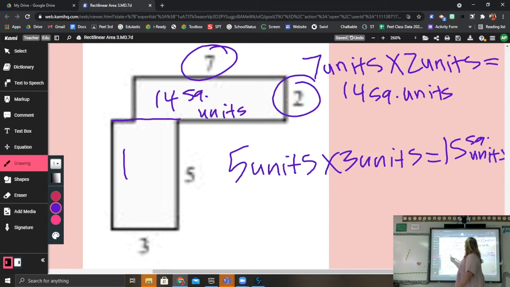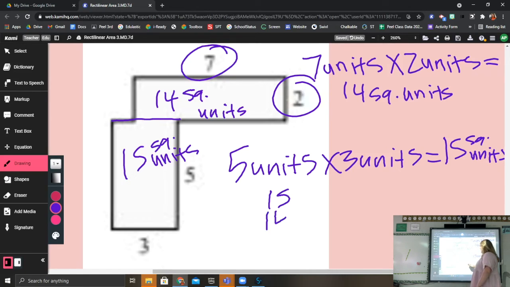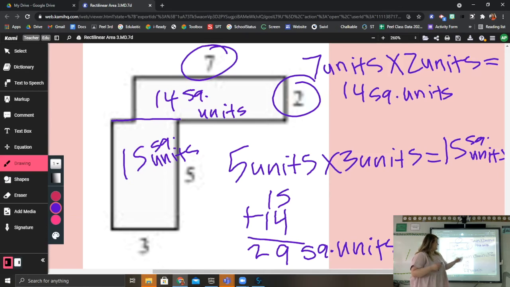When we add these together, the 14 square units plus the 15 square units, I always want to stack them so I can line them up by place value. 5 plus 4 is 9. 1 plus 1 is 2. So our answer is 29 square units. So we have 15 plus 14, and when we add them all together, we get 29 square units.